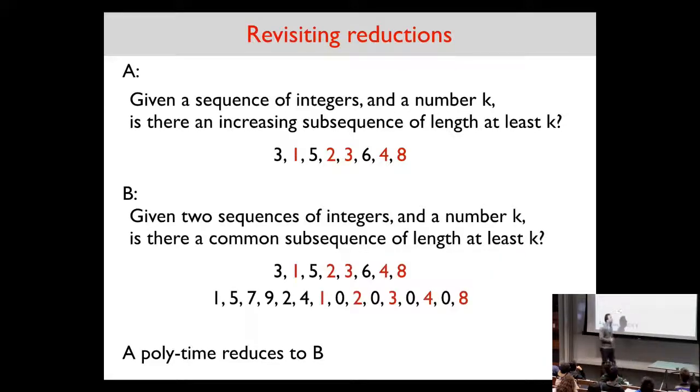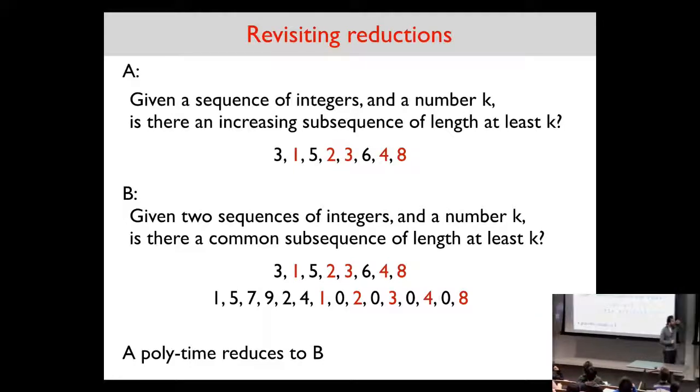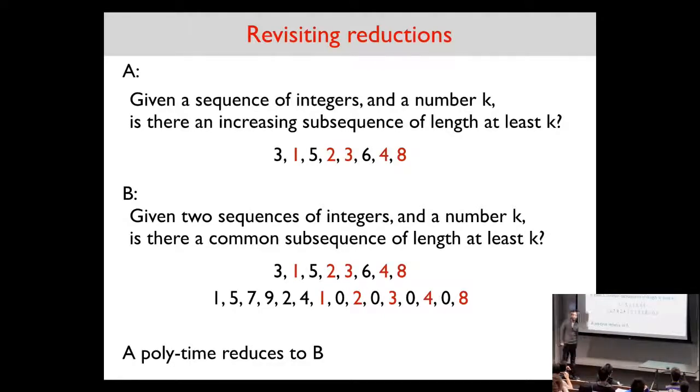The second problem, B, is as follows. Given 2 sequences of integers and a number k, is there a common subsequence of length at least k? So maybe you're given these 2 sequences. The first one is exactly the same as the one up there, and then maybe you're given some other sequence like this. If you look at this, these 2 sequences share a common subsequence, which is 1, 2, 3, 4, 8. Now the claim is that A polytime reduces to B. How can you show that?